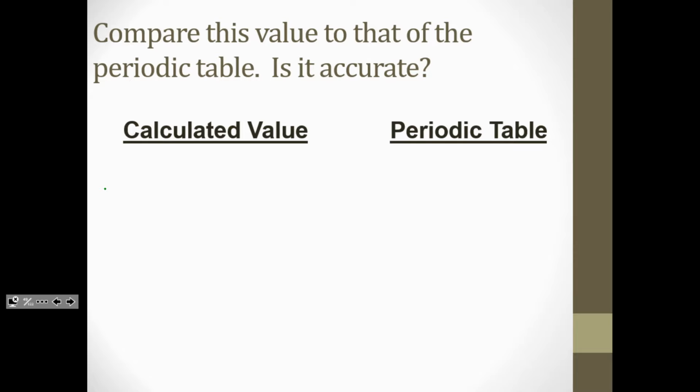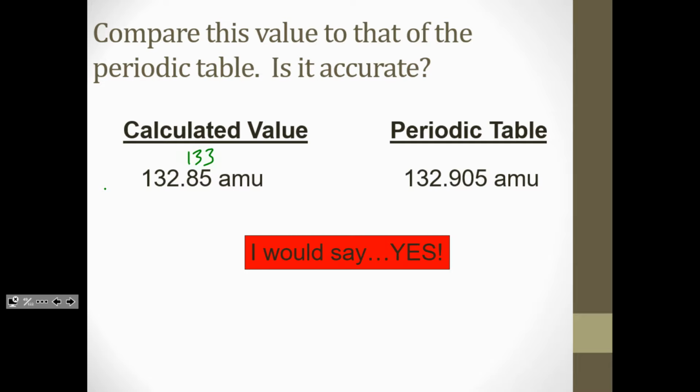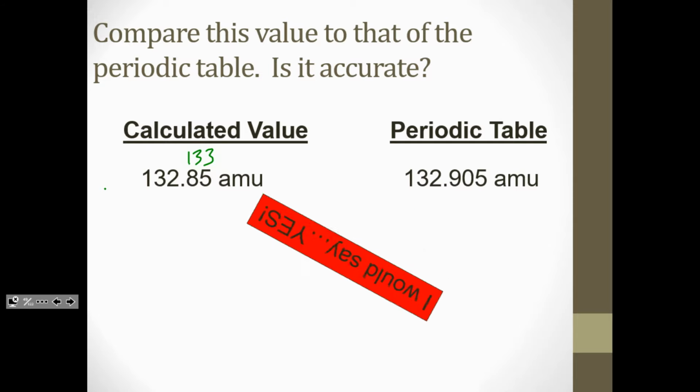So let's compare this value to the periodic table. Well, if we look at our calculated value, which was 133, and we look at the periodic table for that particular element, cesium, 132.905, what we see is that, yes, this is an accurate way to find the atomic mass for an element. And we're going to go ahead and stop there for today.